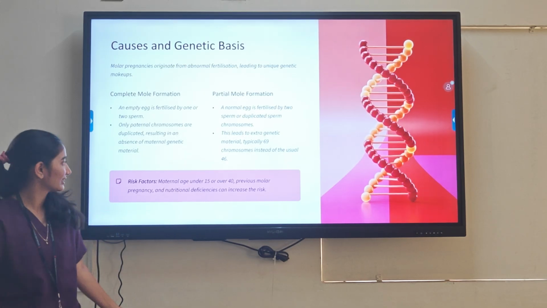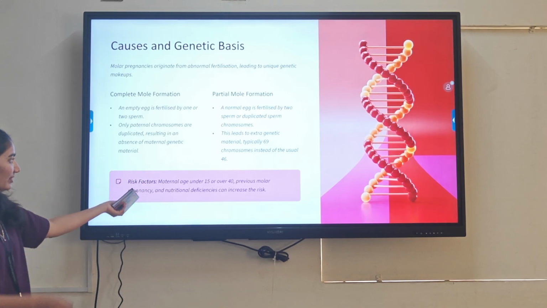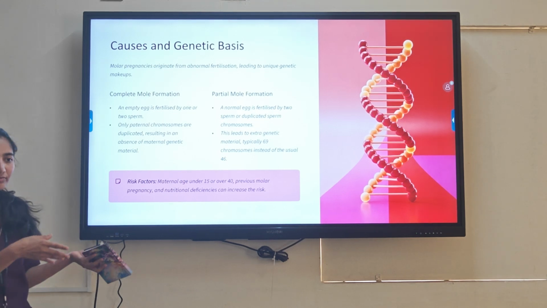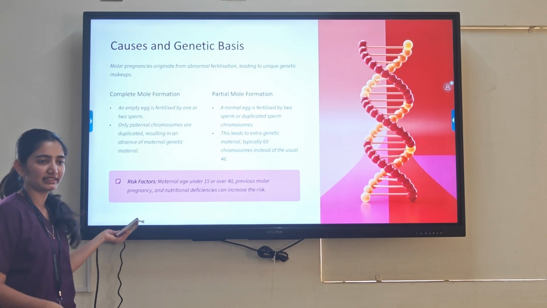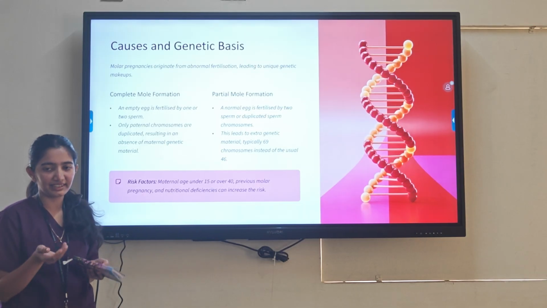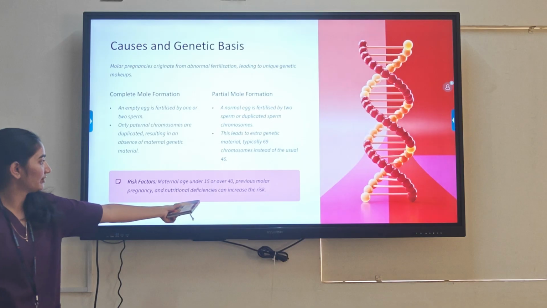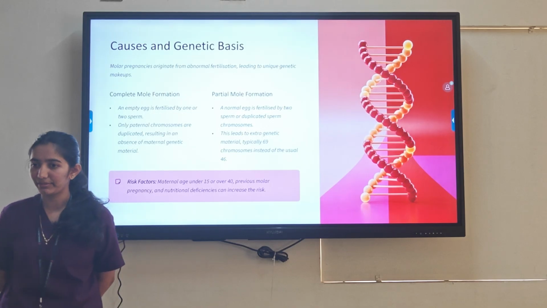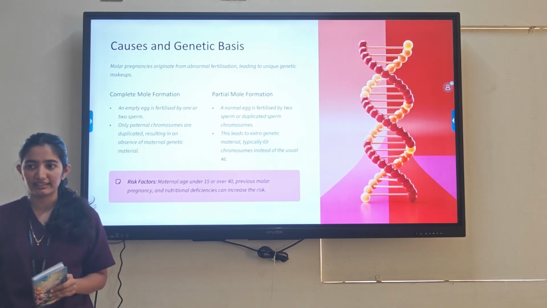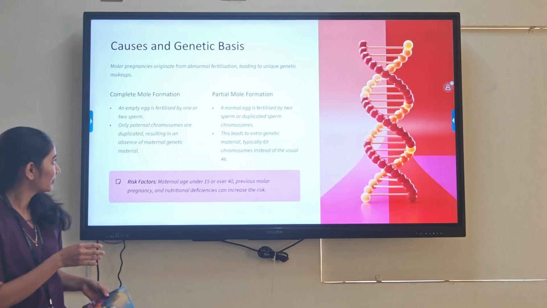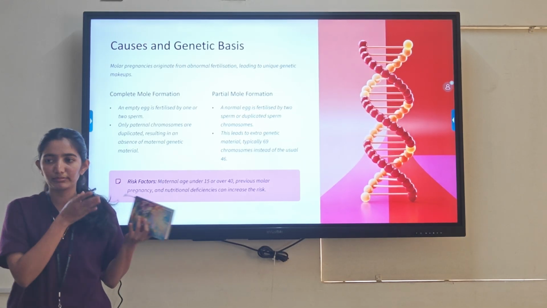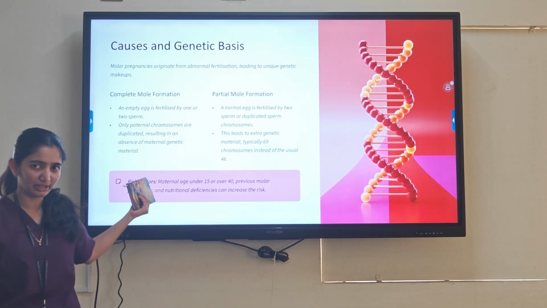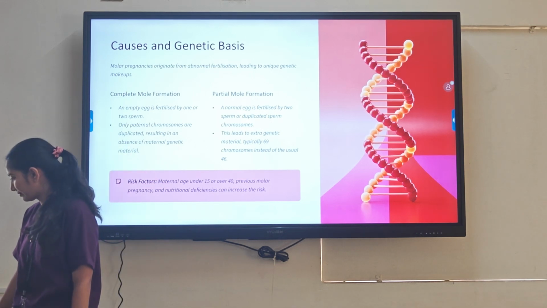Moving to its risk factors. Risk factors are maternal age under 15 or over 40, and previous molar pregnancy. If the patient already had a previous molar pregnancy, it can recur. Nutritional deficiencies can also increase the risk, such as deficiencies of vitamin B, protein and fat. And if a female has given birth twice already and it is her third birth, then there can also be a risk of molar pregnancy.